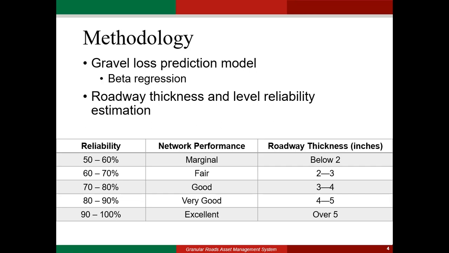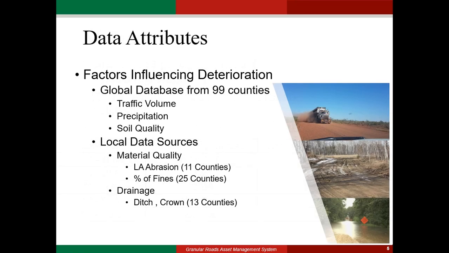We developed a gravel loss prediction model through beta regression analysis and estimated how the roadway thickness changes over time so that we can estimate the thickness and correlate that with this reliability analysis. To conduct the gravel loss prediction model analysis, we identified factors that are influencing roadway deterioration. Through extensive literature review, we identified a couple of factors such as traffic volume, precipitation, and soil quality.